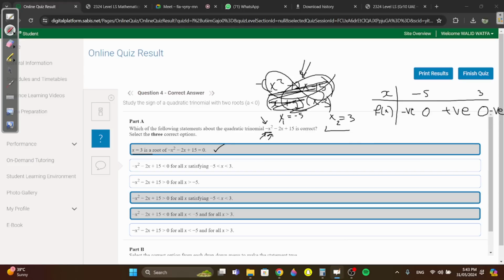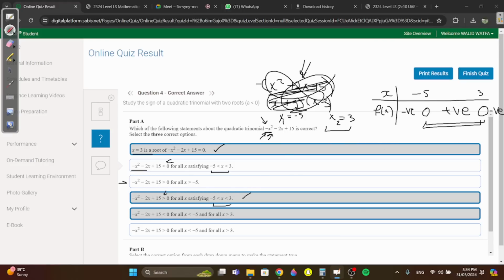Yes, we found x equals 3 is a root. Okay, is it less than 0 in between minus 5 and 3? Let's see. No. It's actually positive, so it's greater than 0 in between minus 5 and 3. So I can directly put this correct. Look, in between minus 5 and 3, it's positive, so greater than 0.